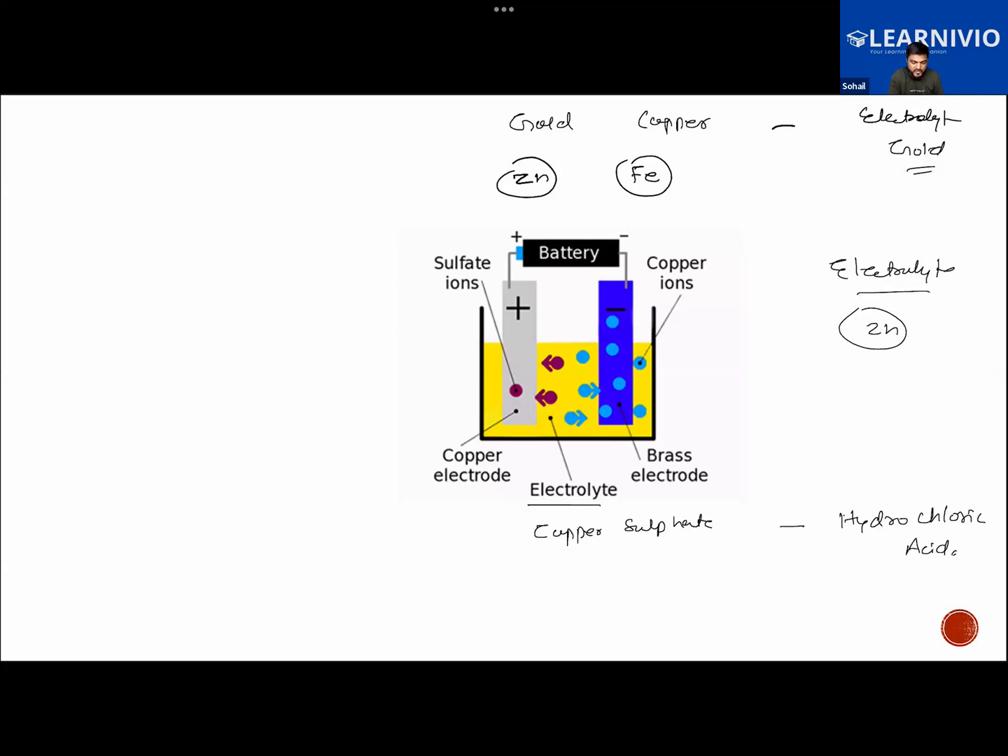And out of the two electrodes here now, the copper here is acting as the anode. As you can see here, it has been connected to the positive terminal, while brass is acting here as the cathode, as it has been connected to the negative terminal. From here, we are going to continue this in the next class.